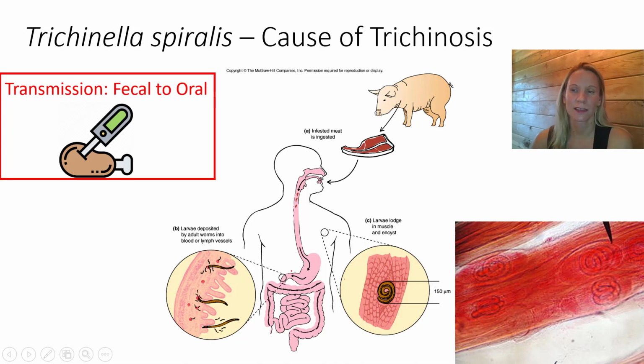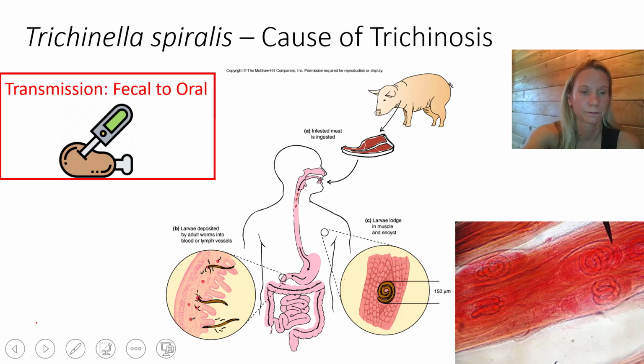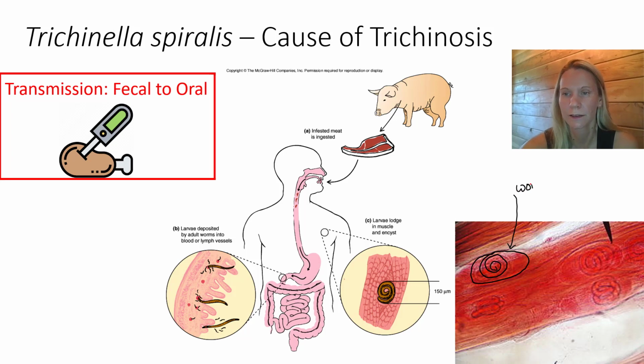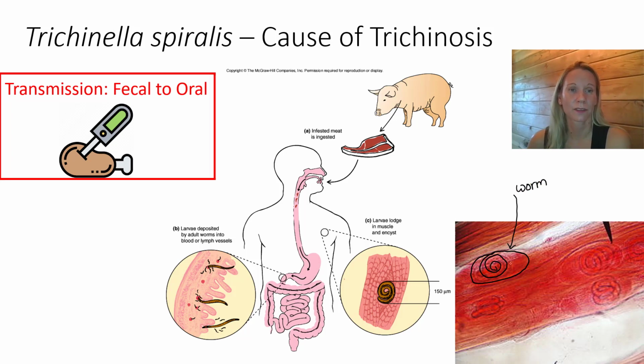Here we can see that on the slide, it gets its name because it has this spiral shape. Let's outline it so we can see it a little bit better. And here is our striated muscle sample. So this is the worm. It burrows into the muscle. And so it does that in the animals.